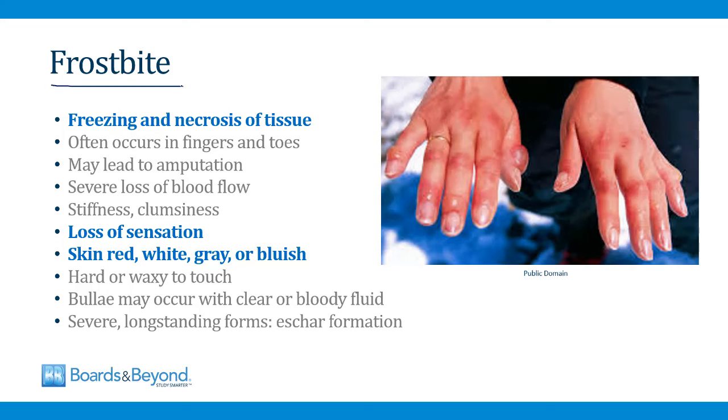Frostbite is one of the most serious consequences of hypothermia. Frostbite refers to freezing and necrosis of tissue. It usually occurs in the fingers and toes, and it often leads to the need for amputation of fingers or toes. Patients with frostbite have a severe loss of blood flow because of hypothermia. This makes the hands and feet stiff and clumsy. Patients with frostbite lose sensation in their fingers or toes from the cold temperatures, and the skin can begin to change colors. It can become red or white or gray or bluish.